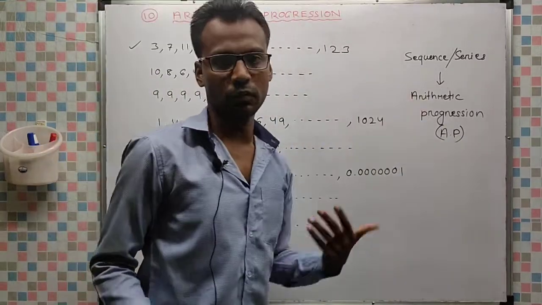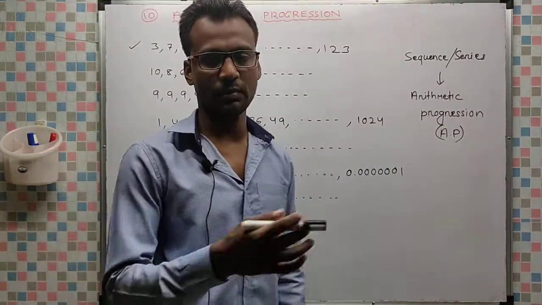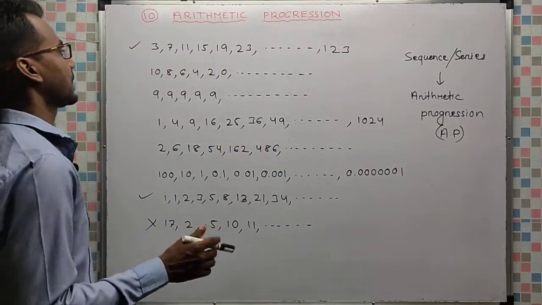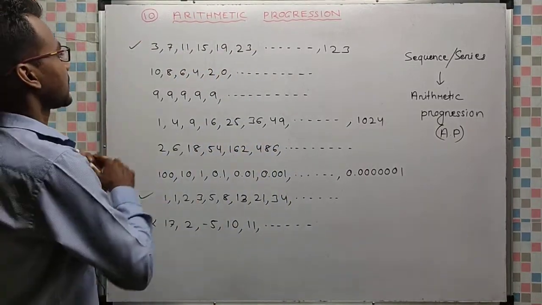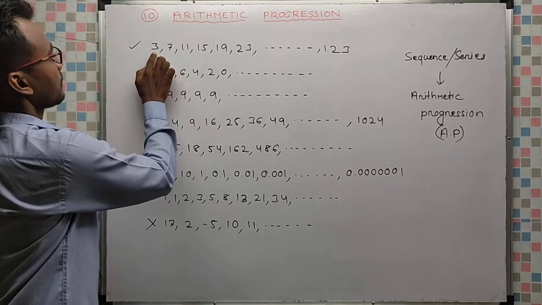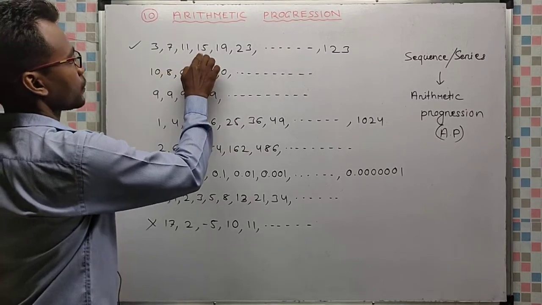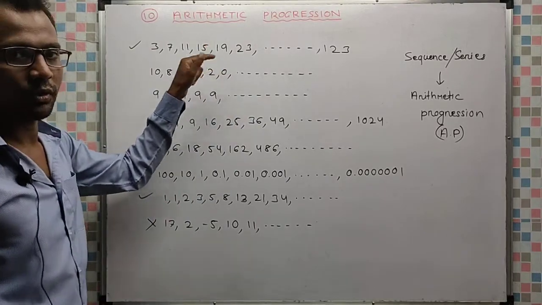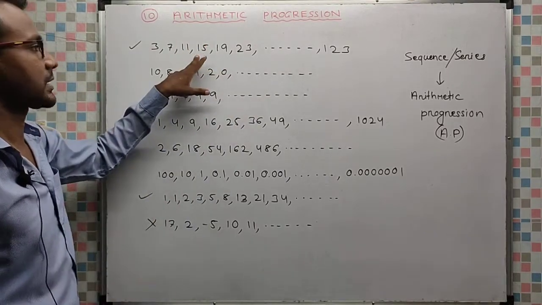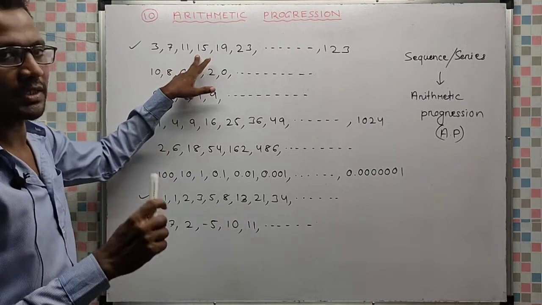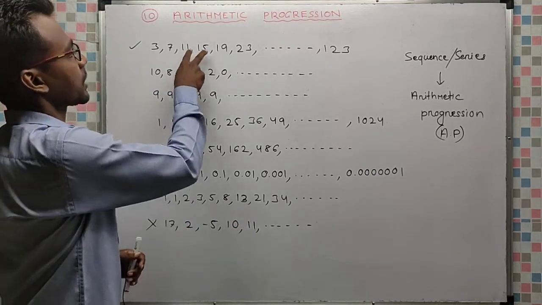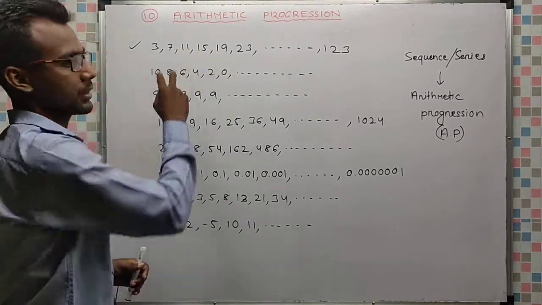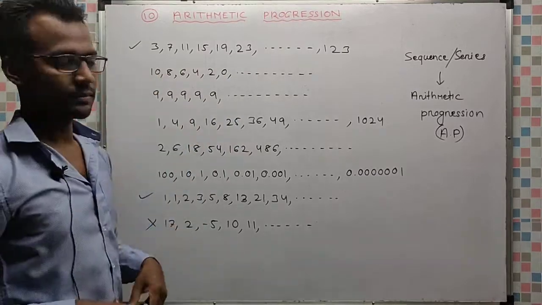I will not say arithmetic progression, I will say AP. AP means arithmetic progression, short form. See this sequence. The difference is 4. Plus 4, plus 4, plus 4, plus 4, plus 4. So this is an arithmetic progression, AP. It is a special type of sequence in which the difference between any two consecutive terms is 4. So this is an AP.